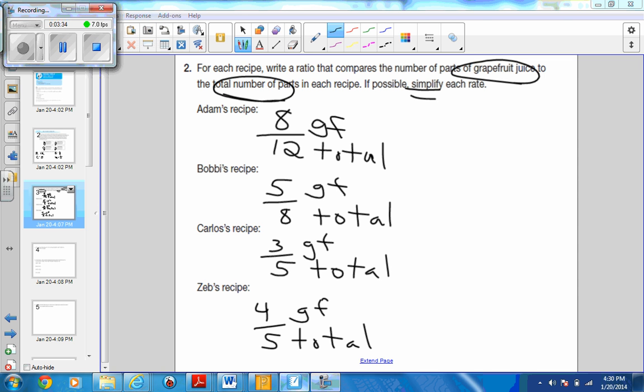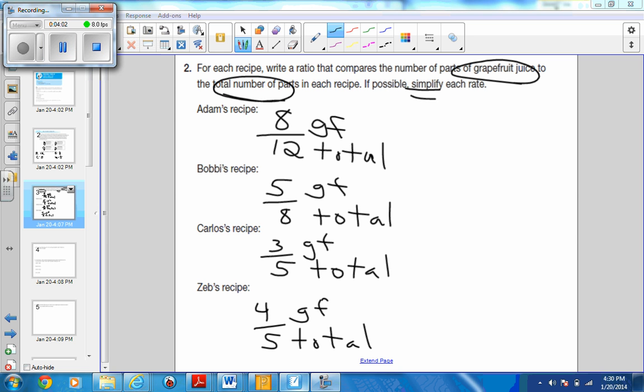Okay, so check yourself, and you should have gotten what I have here: 8 grapefruit on top, and I just used GF for grapefruit. Hopefully you wrote it out, but on the computer it's just a little bit harder to write. On the bottom would be your 12 total, whereas Bobby's recipe used 5 parts grapefruit over the 8 total parts. Carlos used 3 parts grapefruit over the 5 total parts, and Zeb used 4 grapefruit over 5 total.